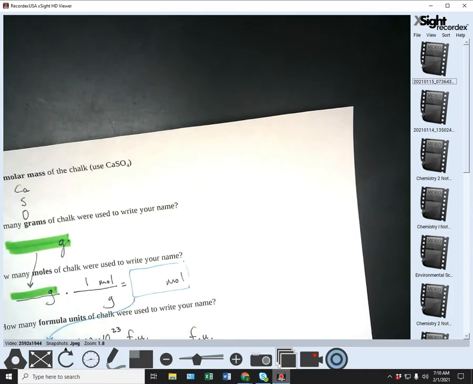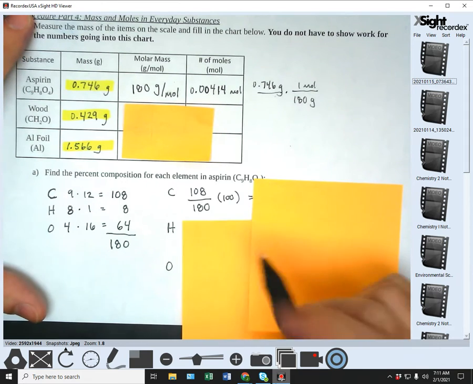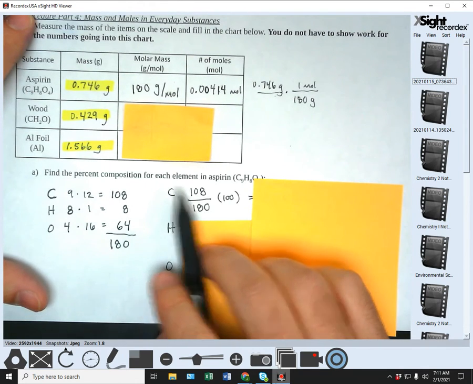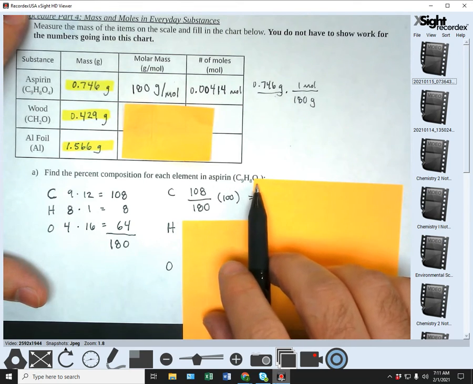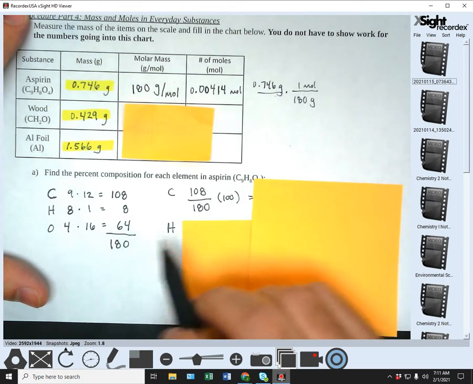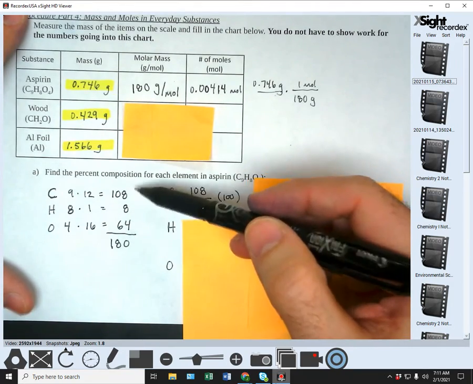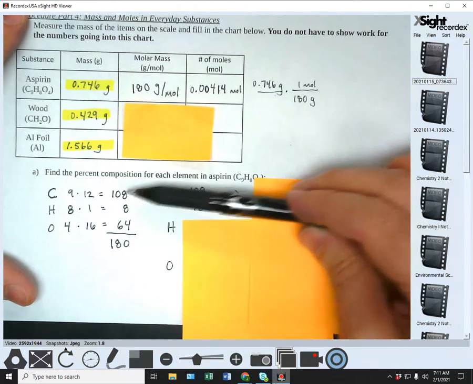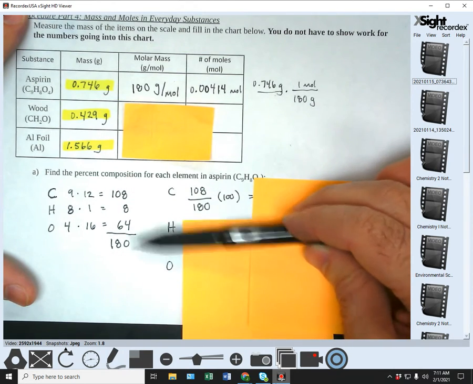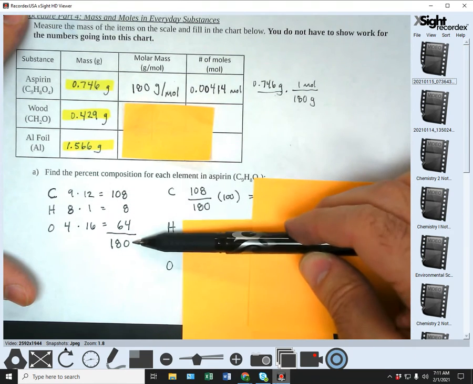Okay. Now, the last one, part A. Here, find the percent composition for each element in the aspirin, which is C9H8O4. So you have to find the molar mass. Okay, we need this written out because we need certain parts of these. Right, so you've got to find the molar mass, which we know is 180. You need these numbers here. You need the total for each element, the 108, the 8, and the 64.